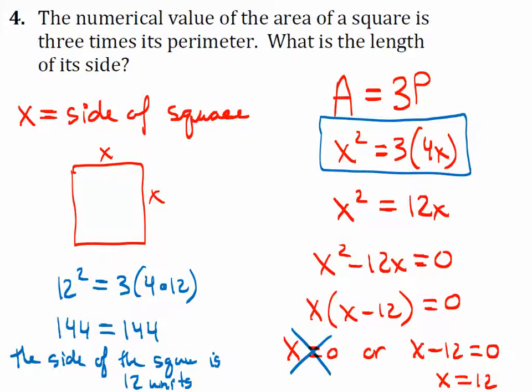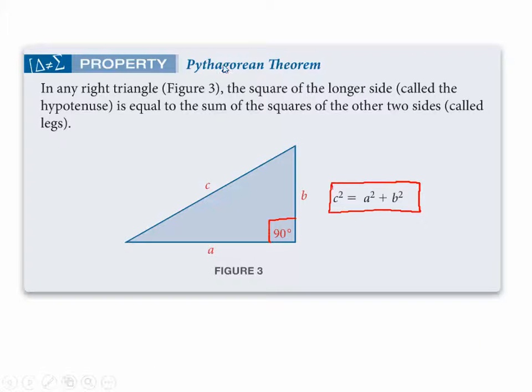Okay, and number 5. Before we get to number 5, we have to talk a little bit about this situation here. I think you already know it: something called the Pythagorean theorem. Seen this before? How many have never, ever seen this before?